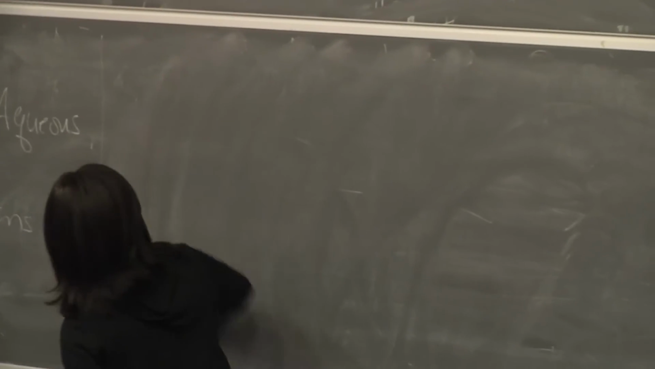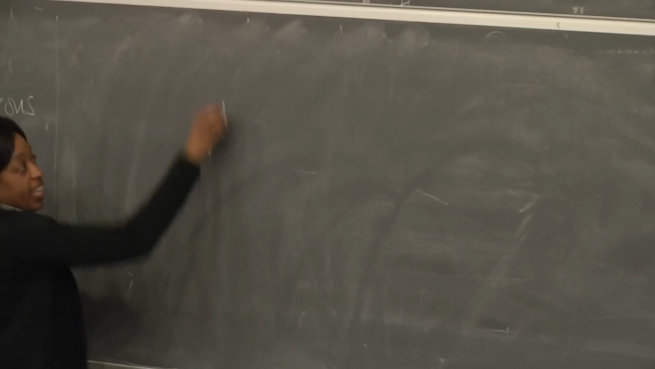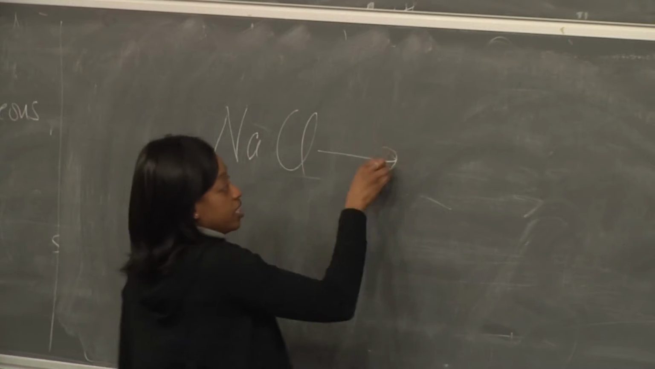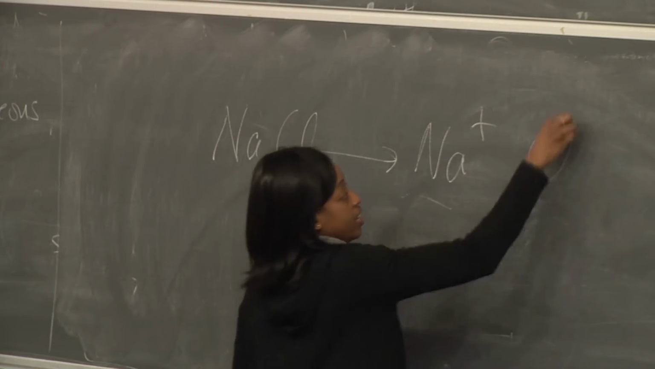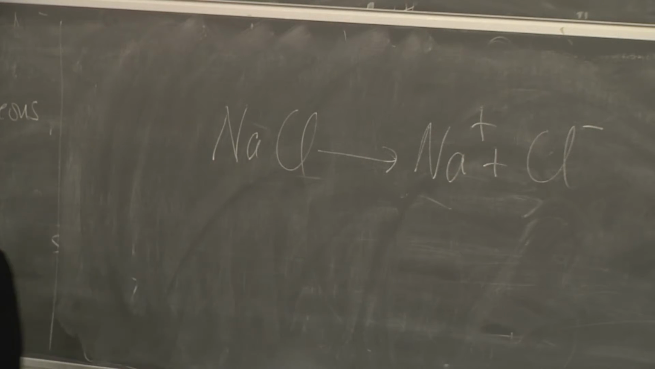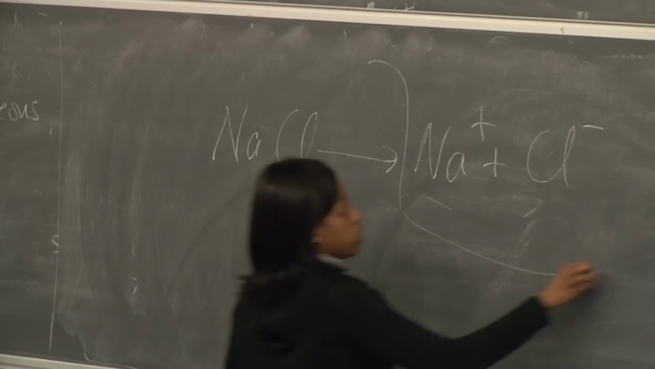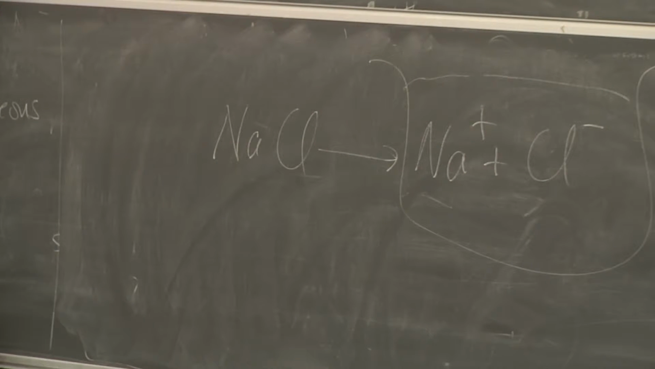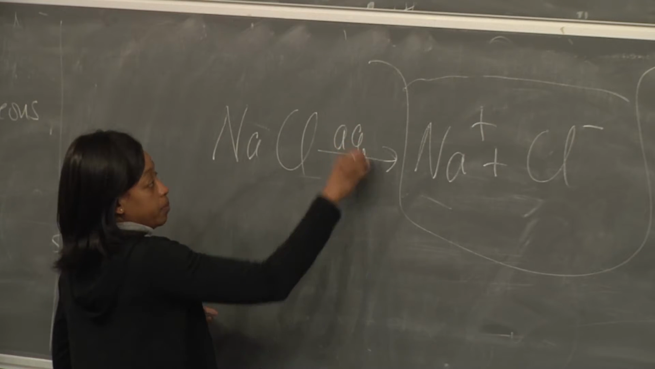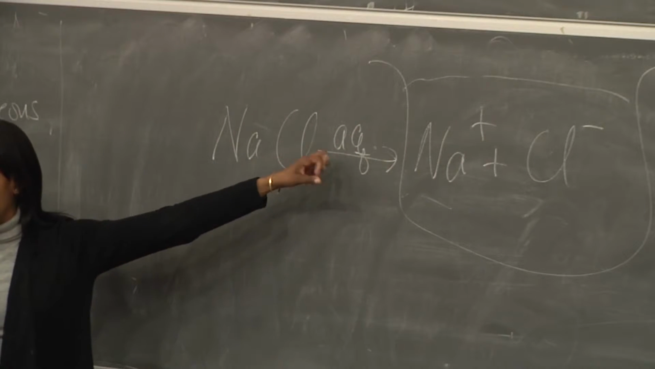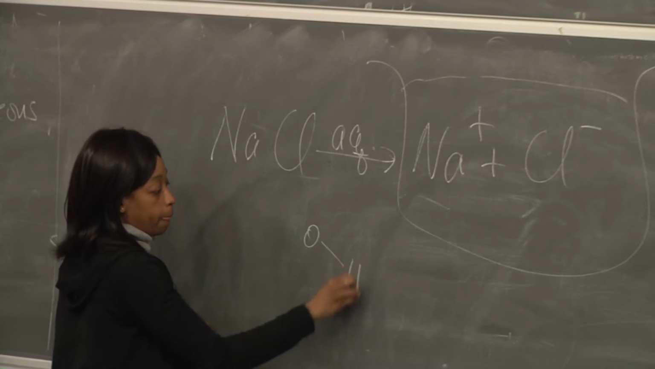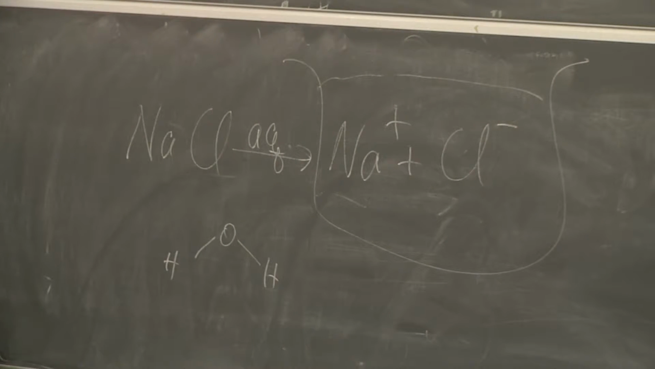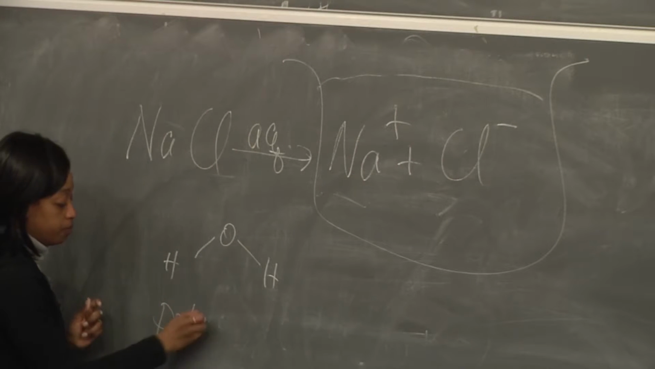So let's look at what's happening in the solution itself, when an electrolyte like NaCl dissociates to Na plus and Cl minus. So now we have the beaker. What's actually happening? This is an aqueous solution. Aqueous solution implies that your solvent is water. Water has this special feature. It's known as a polar compound.